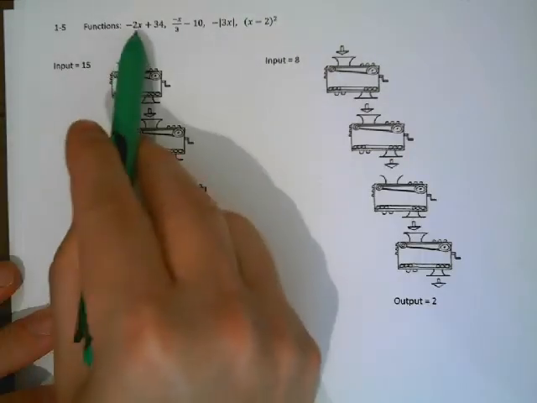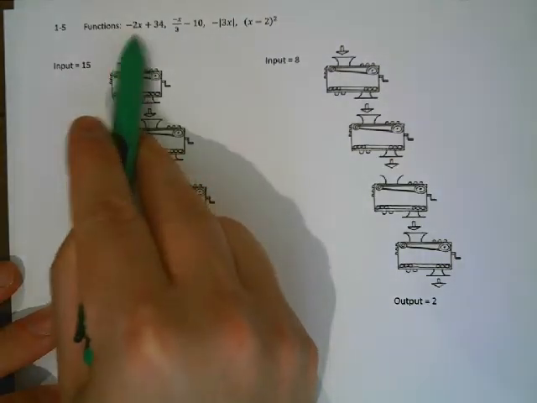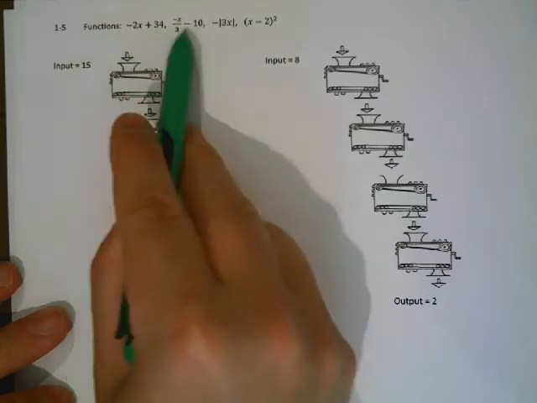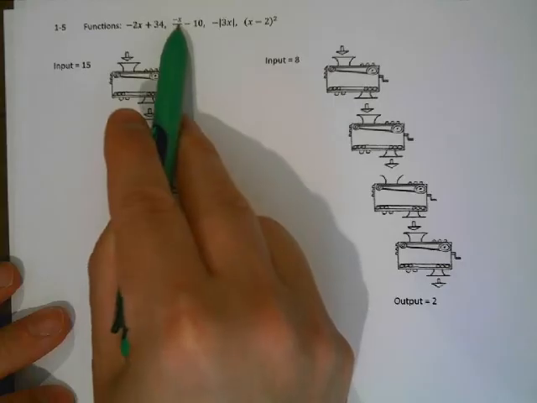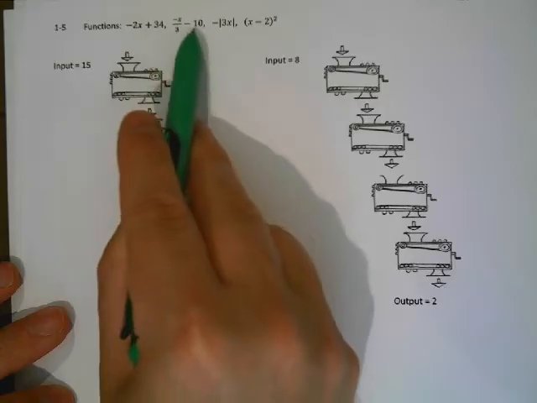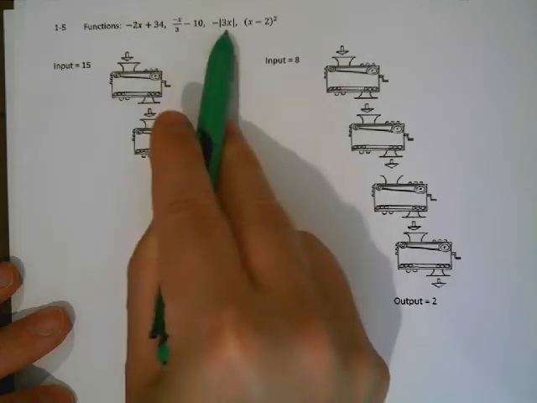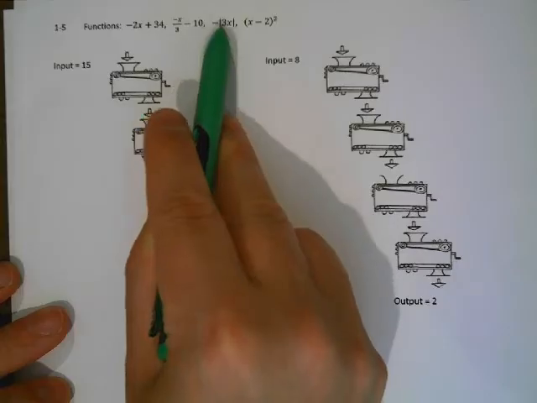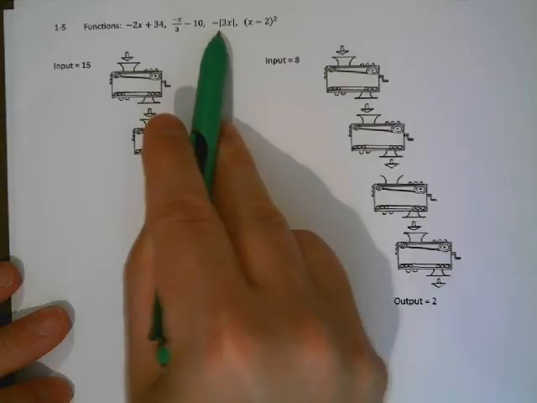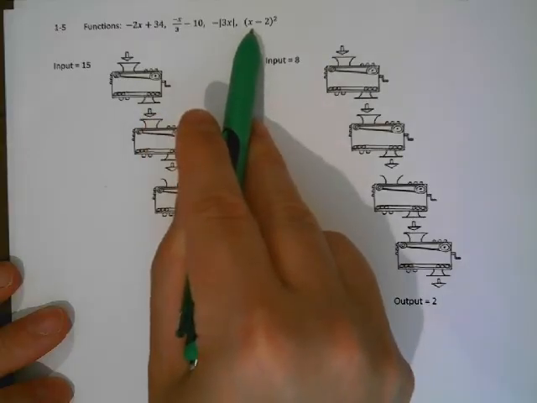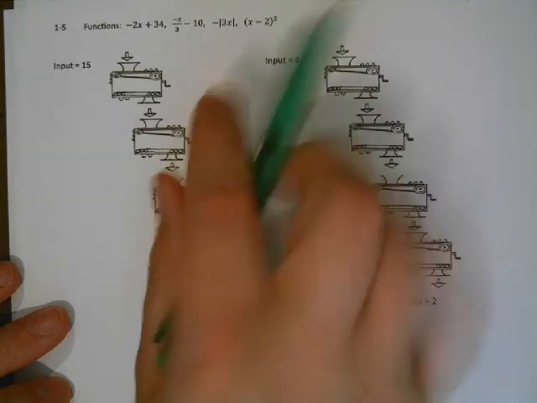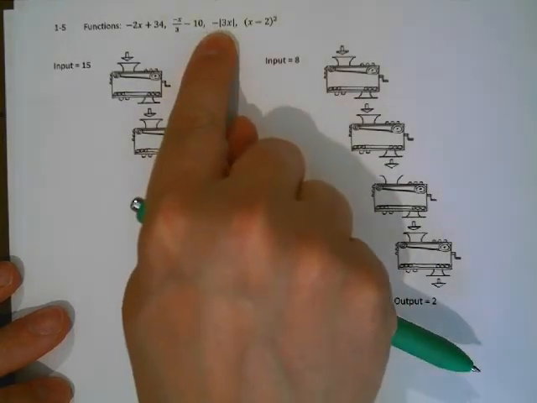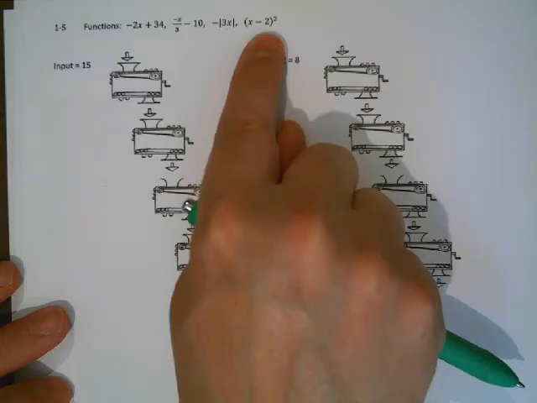So this one, you're going to multiply the input by -2 and add 34. For this one, you're going to multiply the input by -1, divide it by 3, and then subtract 10. For this one, you're going to multiply the input by 3, take the absolute value, which means make sure the number is positive, and then make it negative. So this one's always going to give you a negative answer. And this one right here is just like the one we did before, which will always give you a positive answer.